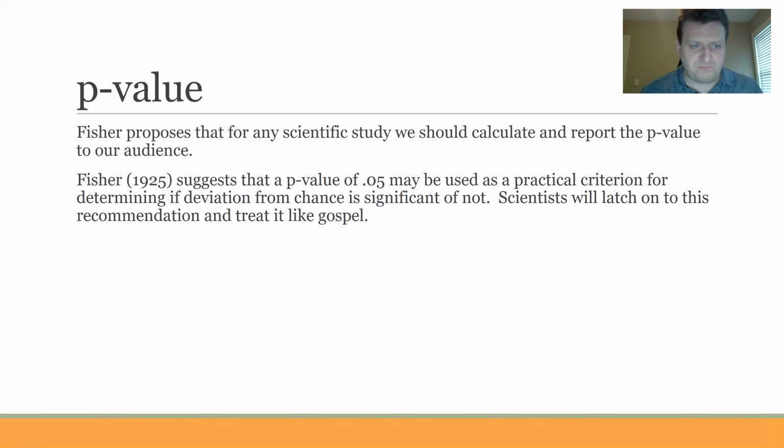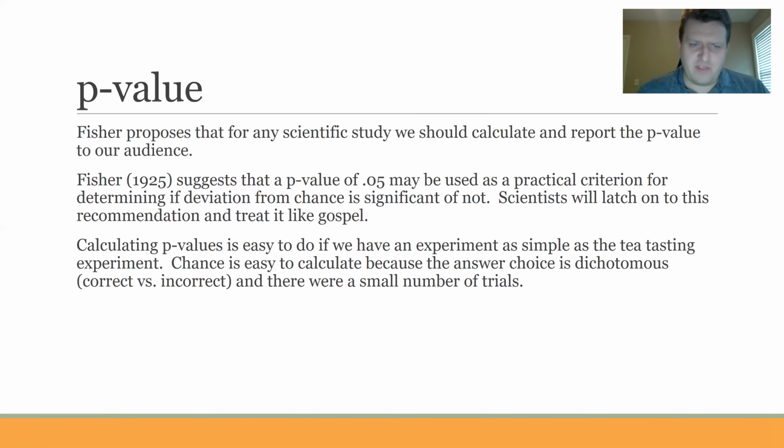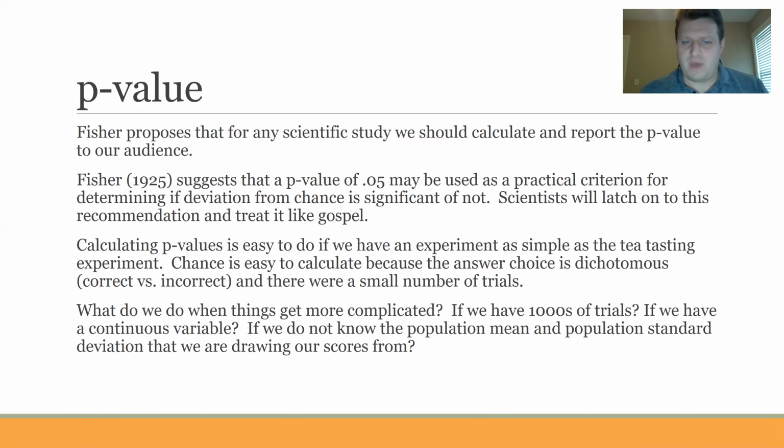More about which soon. So calculating the p-value is easy enough for me to show you when we are showing this tea experiment, but it's going to be difficult to do for our real studies. All right, it's going to require some intense math. So what happens if we make this a little bit more complicated? Instead of having 3 trials, we have thousands of trials. Instead of having a discrete variable with 2 different outcomes, how about we have 4 different outcomes? How about we have a continuous variable?